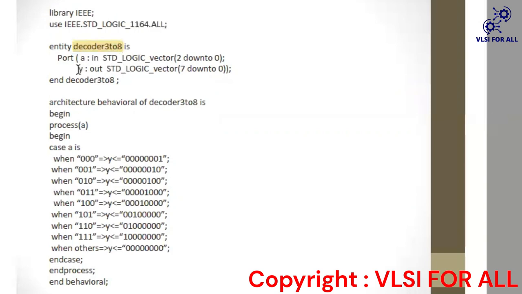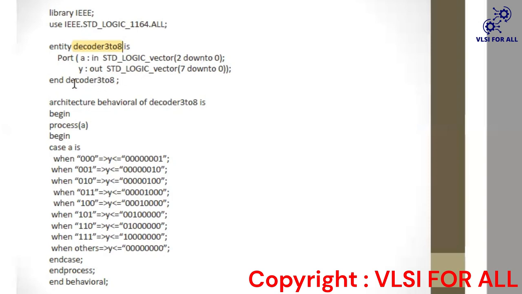We give the entity name 3x8 decoder, and inside the port we will declare A as an input port, and we take a std_logic_vector. Like, we didn't take A, B, C, three separate inputs. We take a single input with three bits, A0, A1, and A2, and as output we take Y. Y is an output port, and it is also a vector, 7 down to 0. So this is an 8-bit vector, and this is a 3-bit vector.